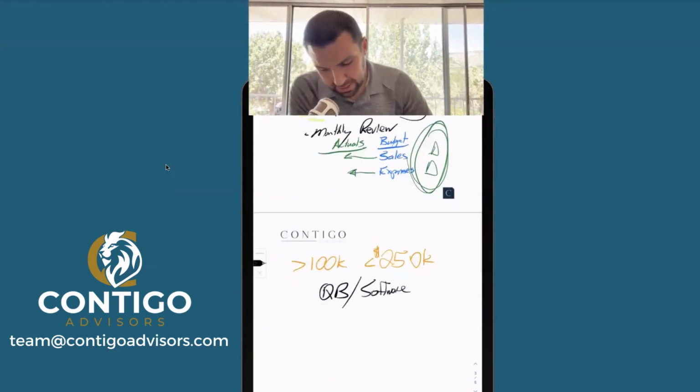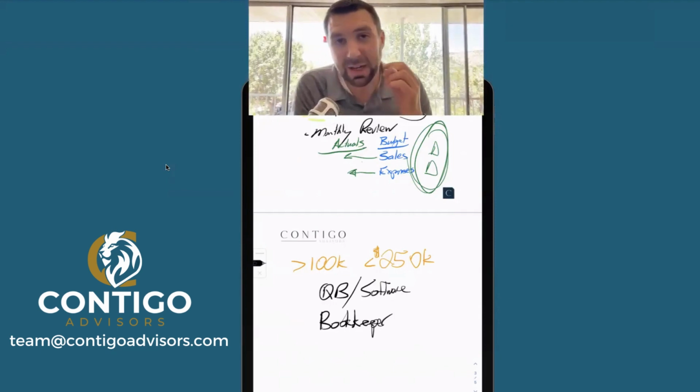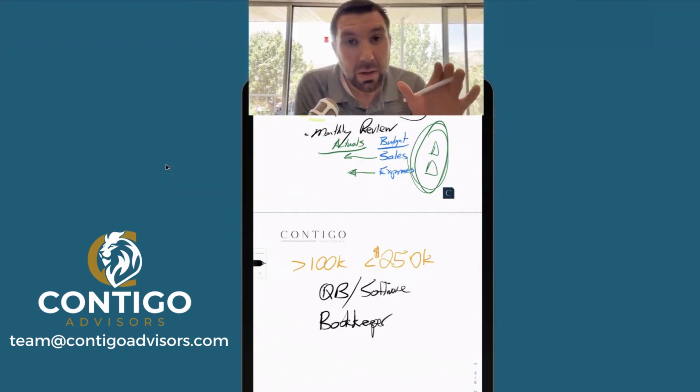And then a bookkeeper. And I cannot emphasize enough, at this level, you're just getting started. The bookkeeper is just to have someone who's doing it. They don't have to be sophisticated. That's not the point. You don't need a CPA doing your books. You don't need anything like that.